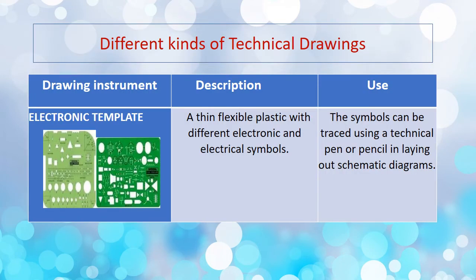So at this point, let us identify the different kinds of technical drawing instruments. First, we have the electronic template. An electronic template is a thin, flexible plastic with different electronic and electrical symbols. Its use is that the symbols can be traced using a technical pen or pencil in laying out schematic diagrams.